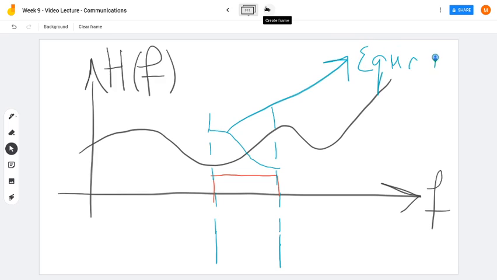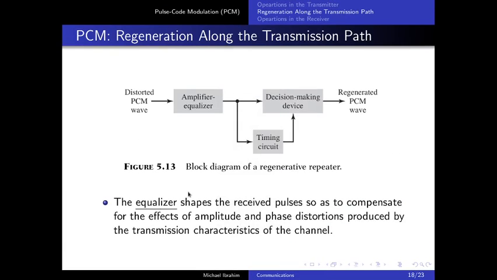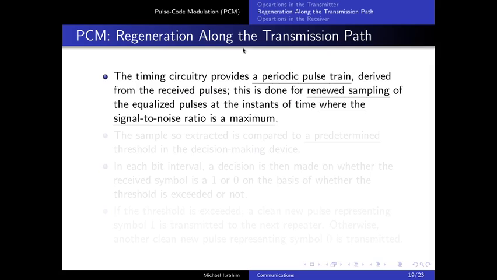And we have discussed this concept in the previous lecture when we talked about the aperture effect, if you remember. So, the first step is the equalizer, which shapes the received pulses so as to compensate for the effect of the amplitude and phase distortion produced by the channel. The next block is a timing circuit, which is basically where we try to extract a clock or square pulses from the output of the equalizer. So the timing circuit provides a periodic pulse train derived from the received pulses.